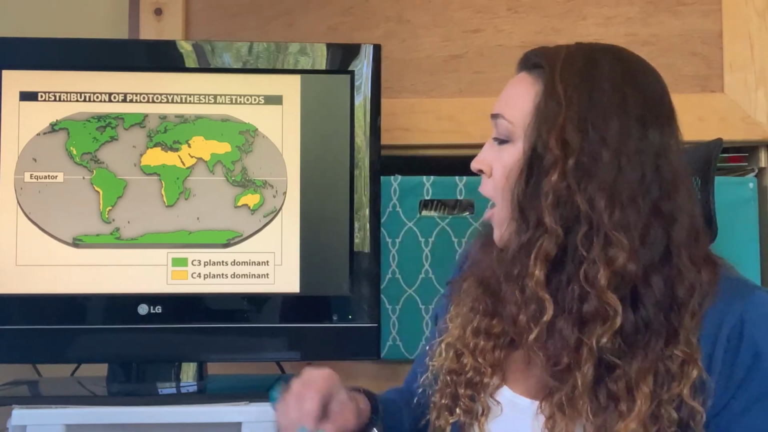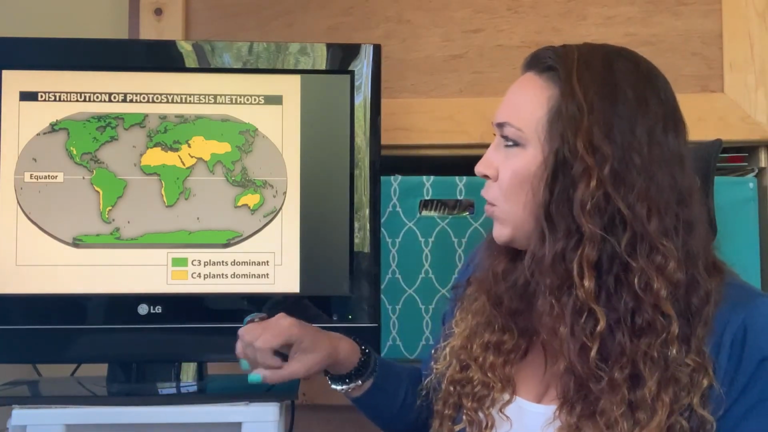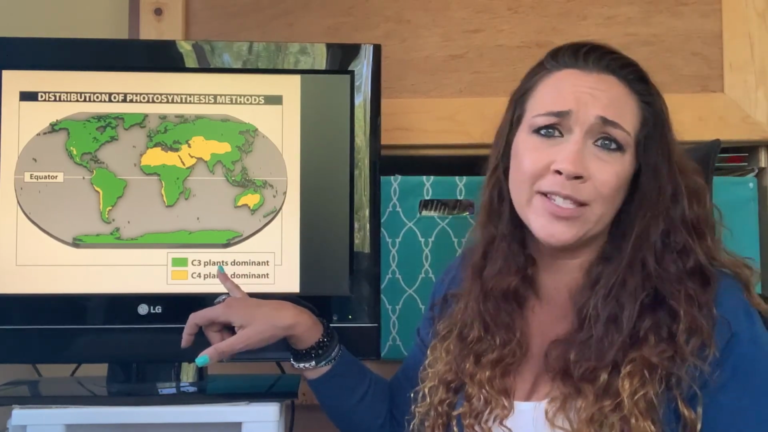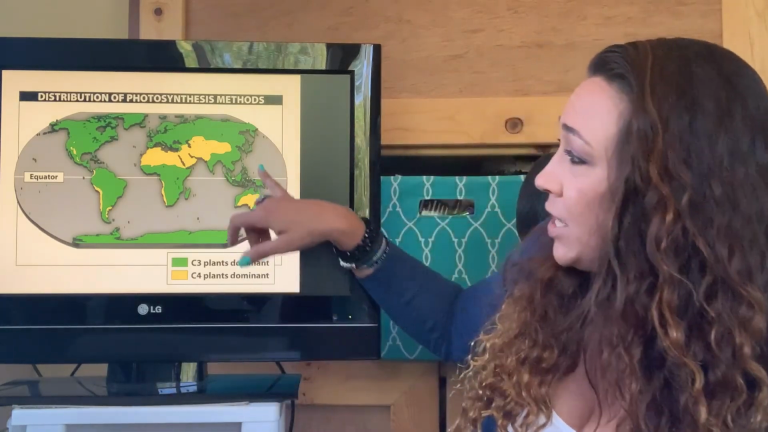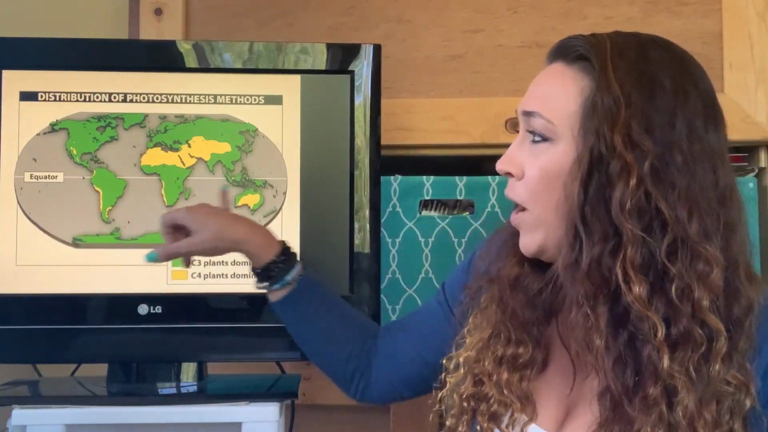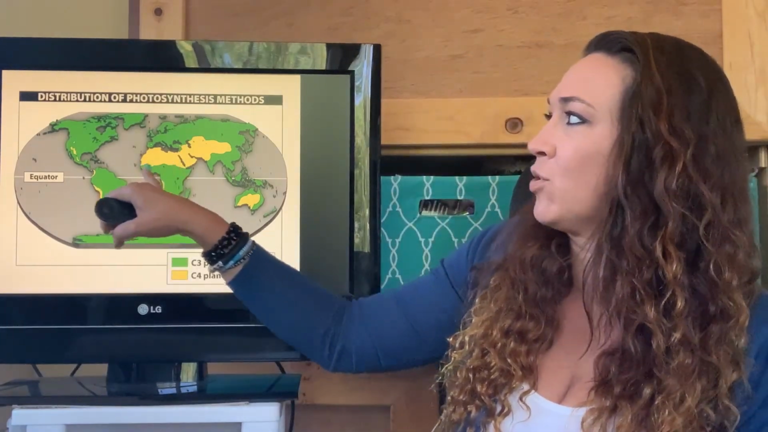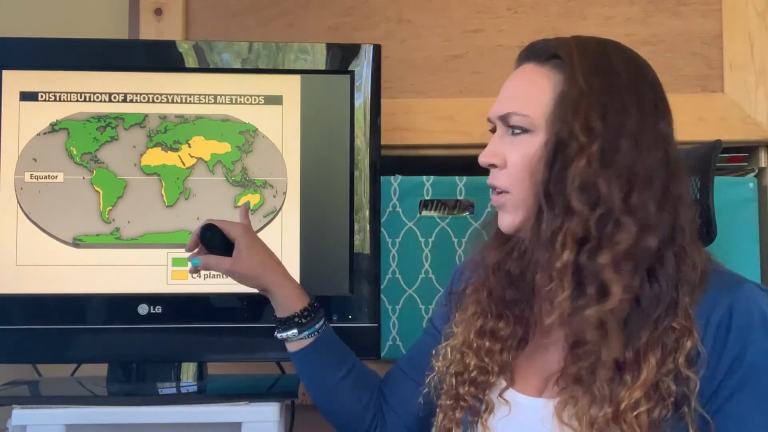Here is a distribution map of the CAM plants, the C3 and the C4 plants. You can see that mostly what dominates the planet is the C3 plants, where conditions aren't too extreme. Now what we do see is just above and just below the equator, where the equator gets a ton of rain, but just above and below the equator, there's almost no rain. It's really hot and can be very, very dry, and that's why you see more of these C4 plants, because it's really hot and there's not a ton of water, so water retention is a lot more important, especially, you can see right here, in the deserts of Africa and out in the middle of Australia, super hot.